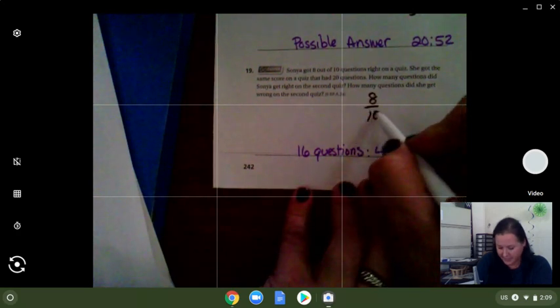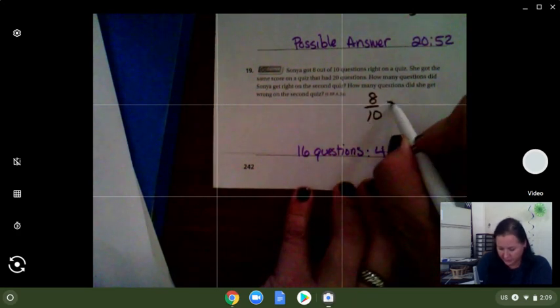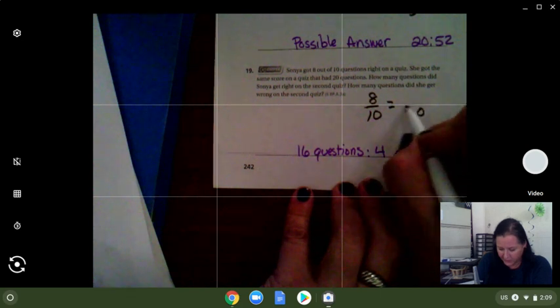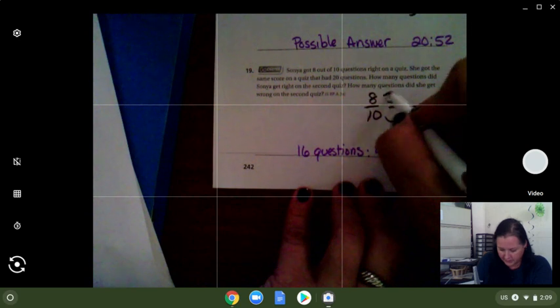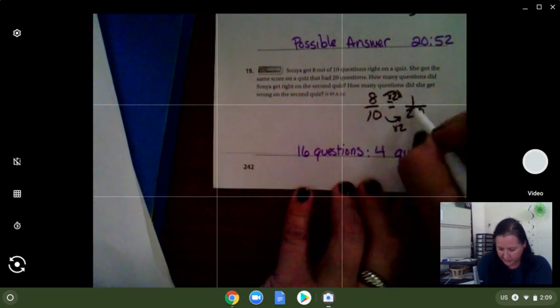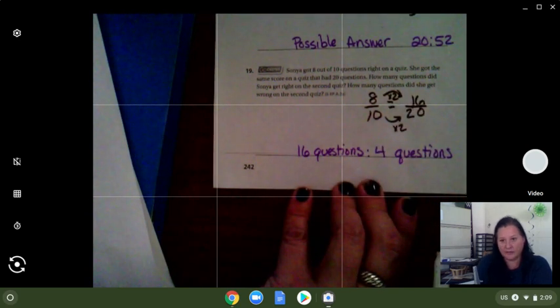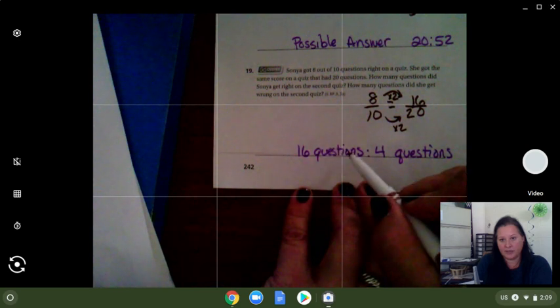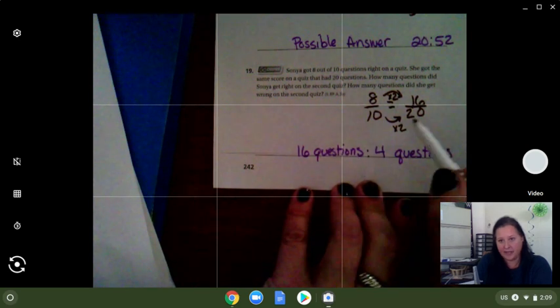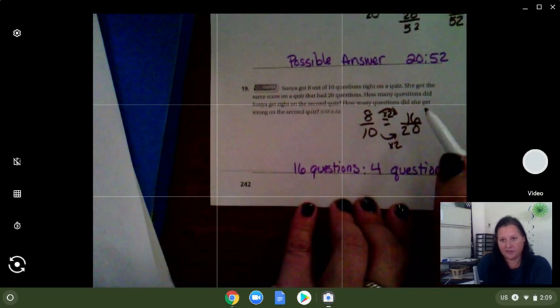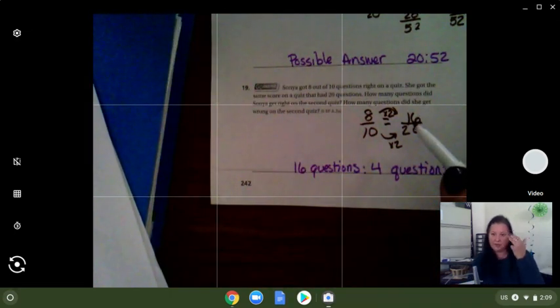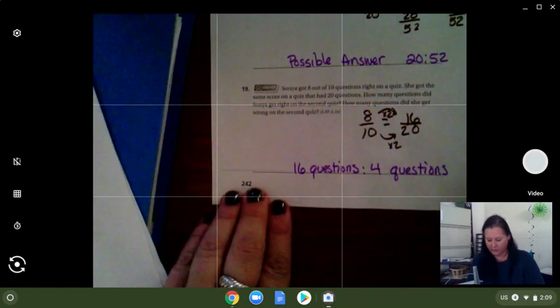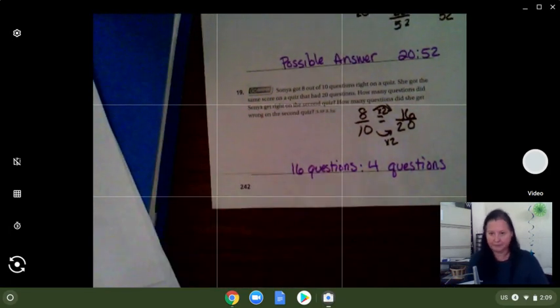It was 8 to 10 on the first quiz, and we are setting up an equivalent ratio with 20 questions. So we would multiply this times 2 and our numerator times 2, which would give us 16 out of 20. So 16 out of 20 would be the number of questions correct. And then it'd be 4 questions that were wrong, because 16, 17, 18, 19, 20, those would be the 4 questions they had wrong. So 4 questions were incorrect.